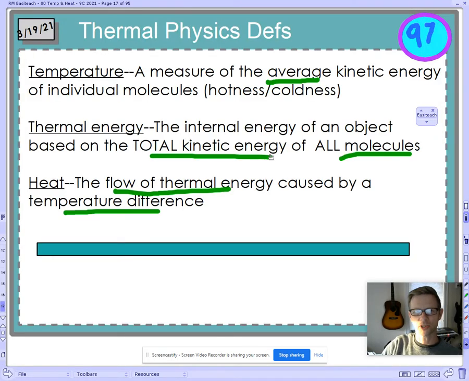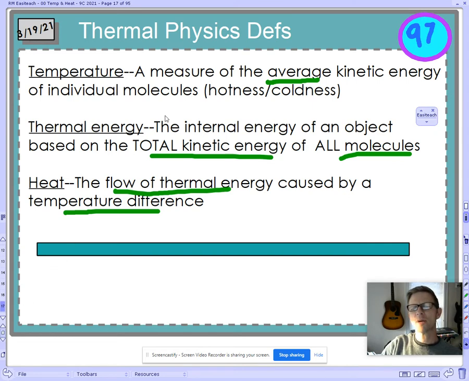Know these definitions. Temperature and thermal energy are about molecules. Heat is not really about molecules. Heat is about energy flow. Temperature is related to the molecular kinetic energy, so it's related to the speed. If an object's really hot, the molecules are going fast. They're moving around with a lot of energy.